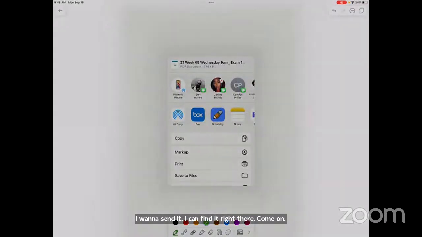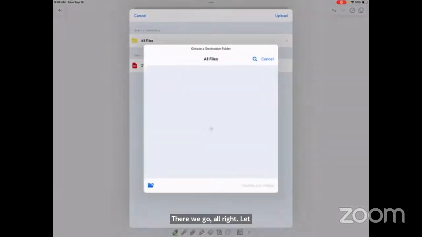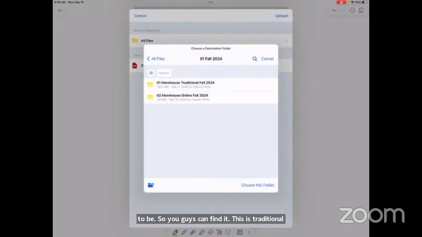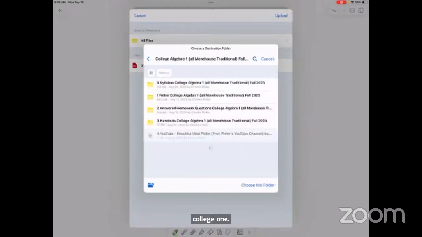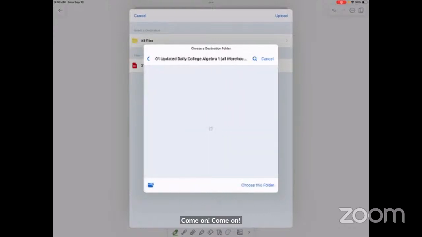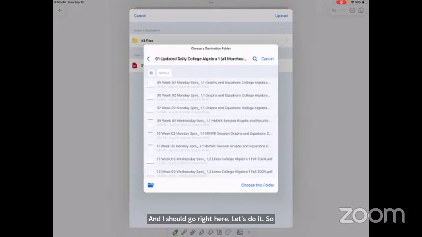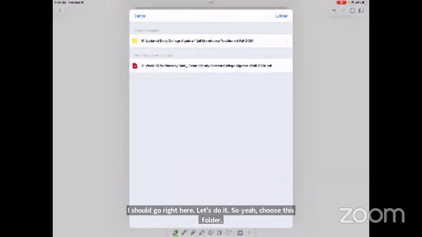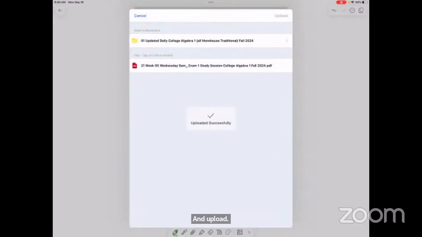All right. Let me drop this where it needs to be so you guys can find it. This is traditional College Algebra 1, notes updated daily. And it should go right here. That looks good. So choose this folder and upload. When this little window closes out, you'll have access to anything that you saw me writing. To access it, go to Blackboard, open up our main folder, then I think the second link says box link daily notes. When you open it up, you'll see something that says notes. You can find basically every session that we've had there.